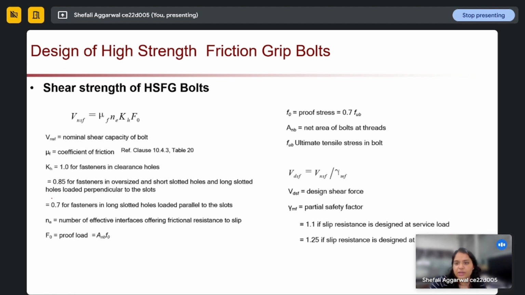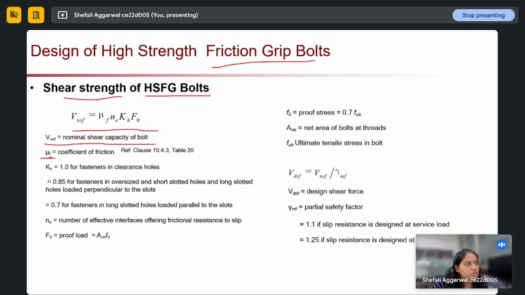Next is the friction type of bolt. So first we have seen the design of our bearing type of bolts. Second is the friction type of bolts. Mainly we are concentrating on high strength friction grip bolts because those are the type of bolts which we are currently using. So again, same procedure we are following. First, shear strength. One thing which is different from our bearing type of bolts is that here our coefficient of friction will be added in all terms. So I think other terms will be almost the same.